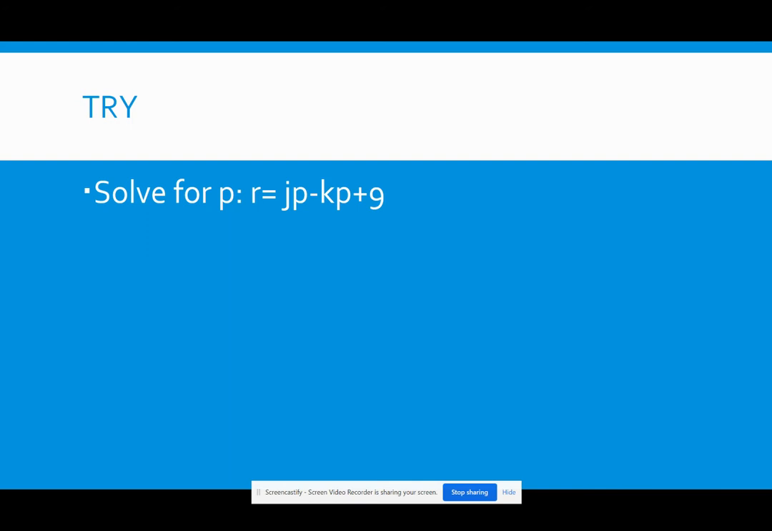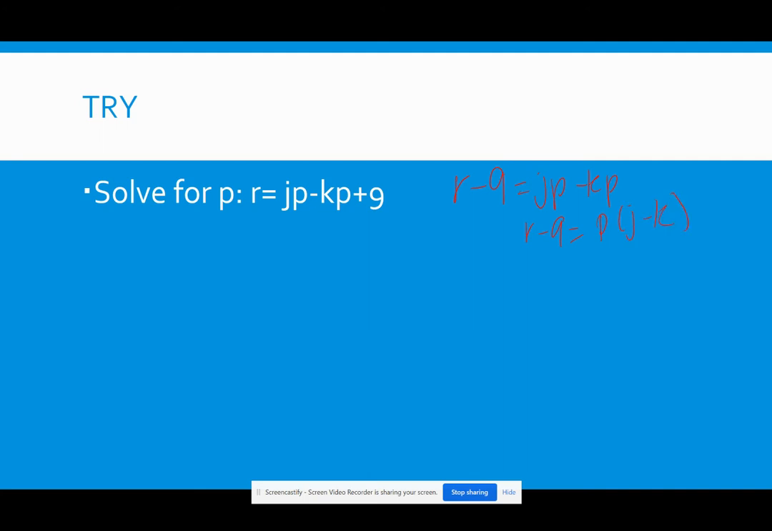Now we want to solve for p. So once again, we want to get only the ones that have our variable we're solving for on the one side. So we have to subtract the 9 over. I know that looks like a G, it's a 9. So we have R minus 9 equals JP minus KP. Do what we did for the last problem. R minus 9, take out a P.